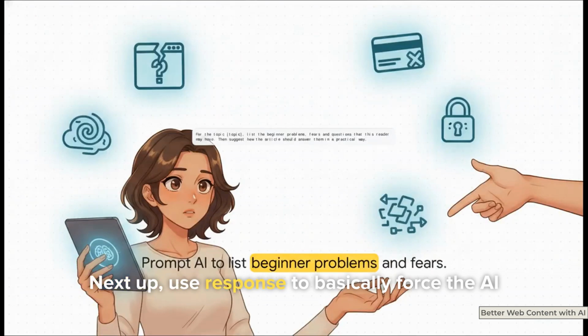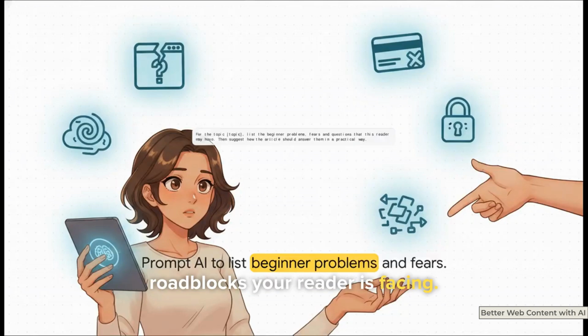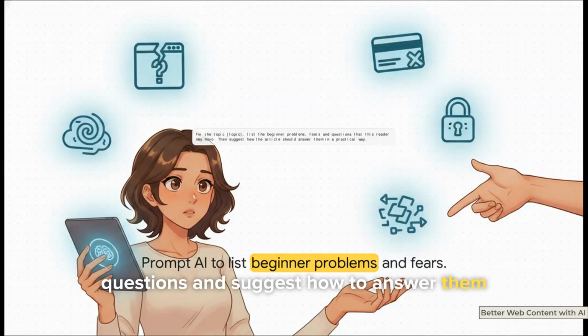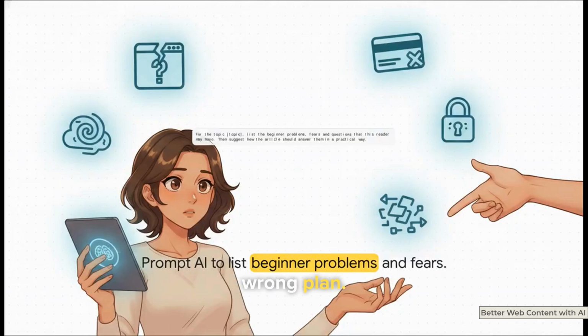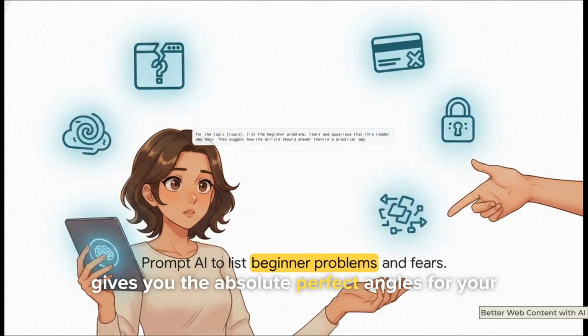Next up, use the response to basically force the AI to identify the specific fears and technical roadblocks your reader is facing. You ask it to list their problems, fears, and questions and suggest how to answer them practically. For a hosting project, your reader is probably terrified of breaking their site or buying the wrong plan. Identifying these fears right out of the gate gives you the absolute perfect angles for your headings and FAQs.